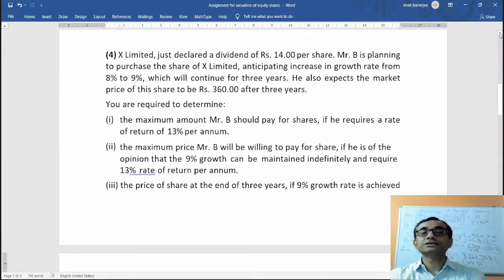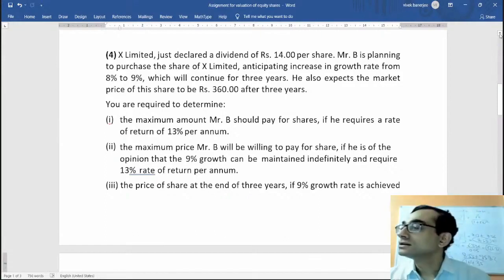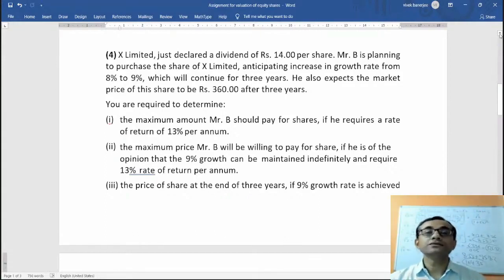Now, X Limited has declared a dividend of 14, which is the present dividend. And Mr. B, as an investor, wants to purchase the shares of X Limited. Fine. And it anticipates that the growth rate will increase from 8% to 9%. So, the future growth rate will be taken as 9% while calculating, which will continue for 3 years. And then Mr. B is planning to sell it after 3 years, because it is given in the question that he expects the market price of this share to be 360 after 3 years.